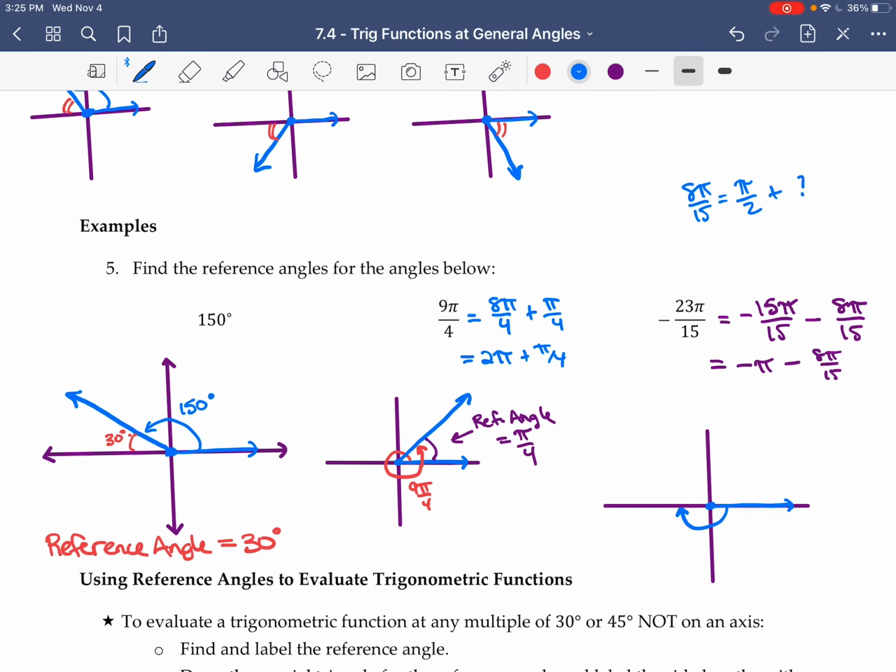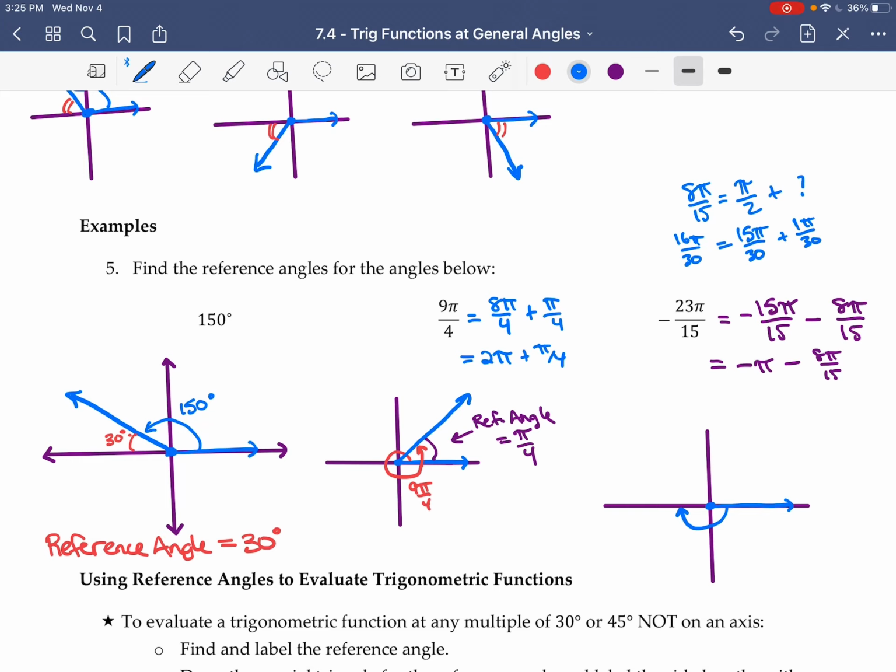Okay, so because 8 is bigger than half of 15. Okay, so I'm going to make it over 30. So pi by 2 is going to be 15 pi by 30. So 8 pi by 15, that's actually 16 pi by 30. So then I'm going to have 1 pi by 30. Okay, so it's pi by 30 extra.